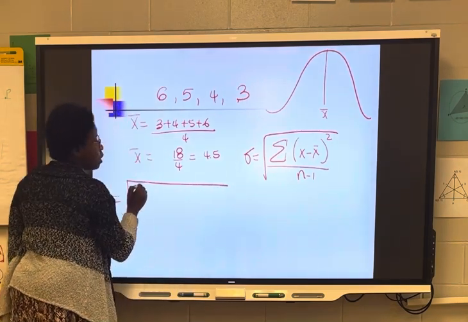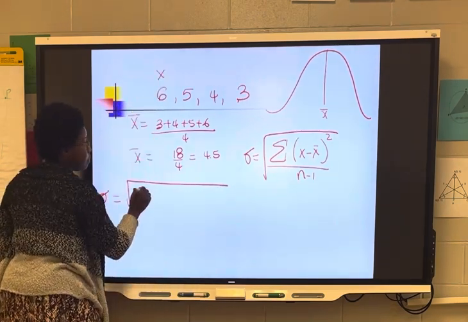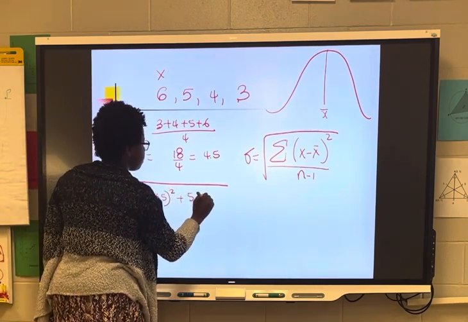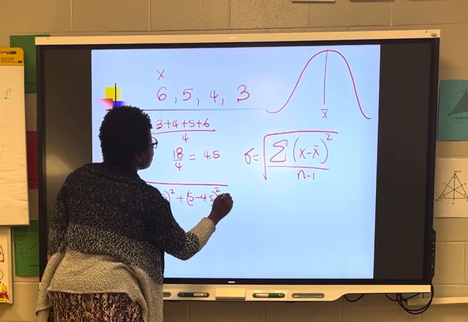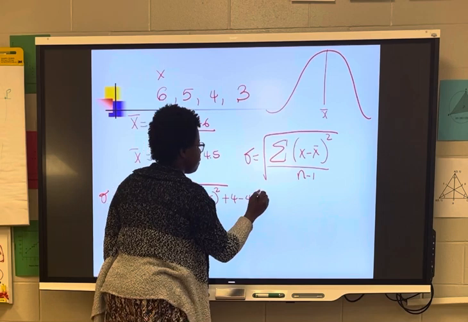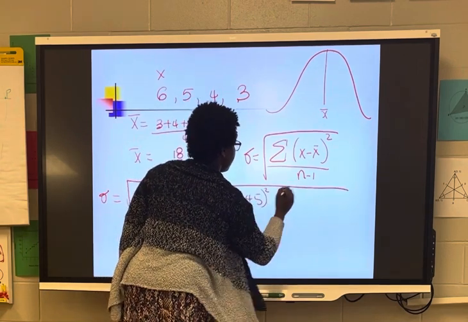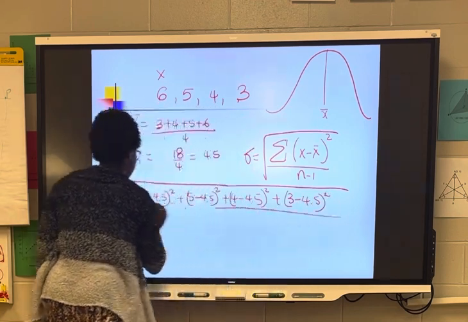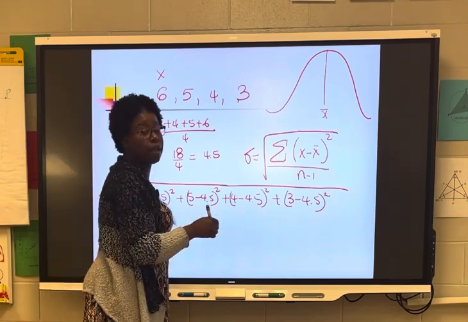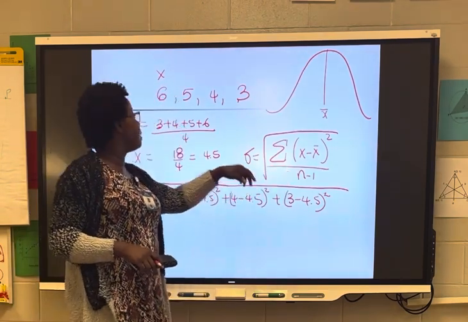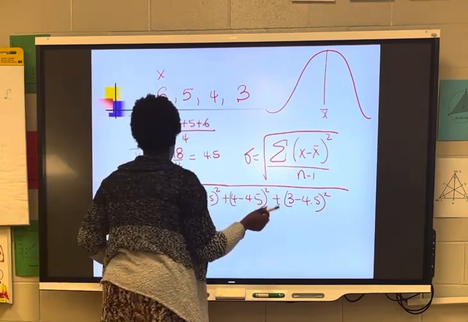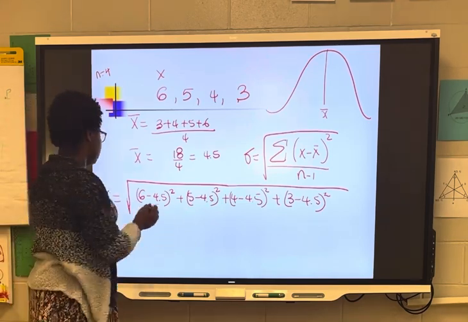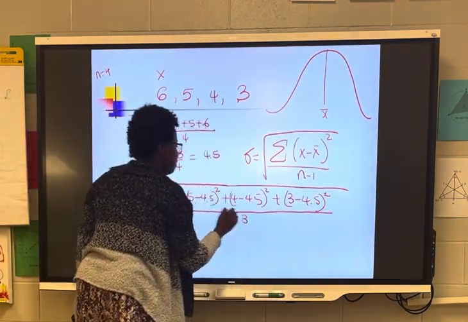the square root of the first x is 6, so it's going to be 6 minus 4.5 all squared plus 5 minus 4.5 all squared plus 4 minus 4.5 all squared plus 3 minus 4.5 all squared, and you divide that by n minus 1. N here is the total number of items. Here we have 4 items. So n, let me put it up here. So n is equal to 4. 4 minus 1 is 3. We're going to divide all of this by 3.